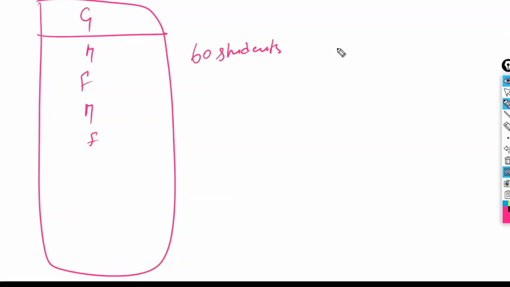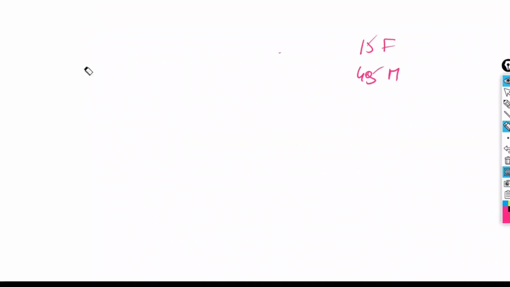Out of 60 students, 15 students are females and around 45 students are males. Approximately, I am writing approximate, not exact values. Assume this class is like this. Now, what is a one proportion test? One proportion means: is the proportion of females equal to the proportion of males? Is that the same? Simple. That is what you are going to analyze.